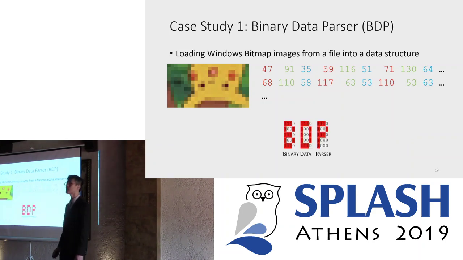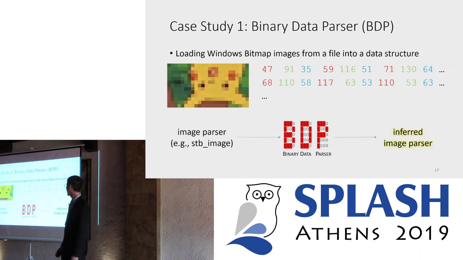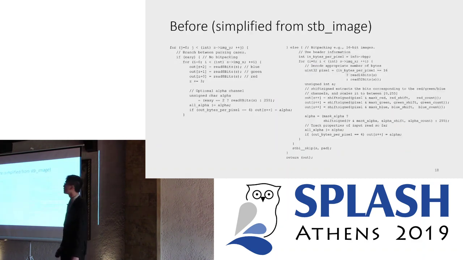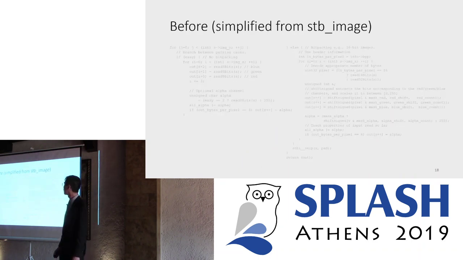What our binary data parser does is you feed it an image parsing library, such as the open source parser STB image, and out comes an inferred image parser. So here's the before code from that open source library. And the high level point is it's a lot of code, and also it's complicated because it's trying to parse those variety of image formats in one giant block of code.